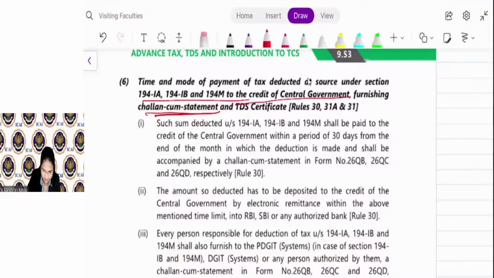Such sum below 1 crore. Everything is same. In every section, it is mentioned that if the turnover is more than 1 crore in the last year, then TDS is required under the respective section.